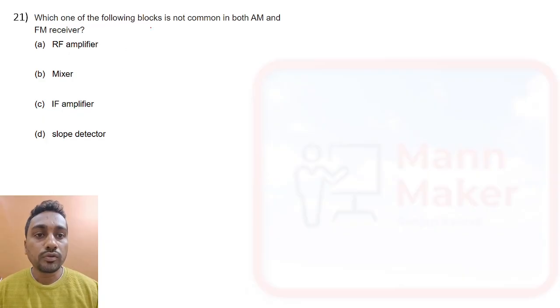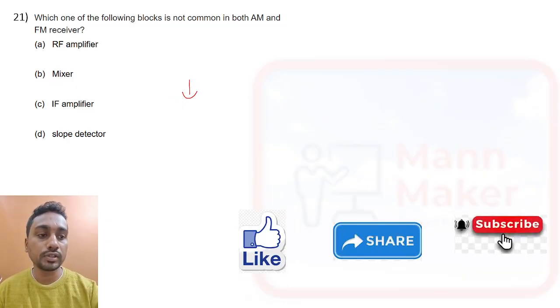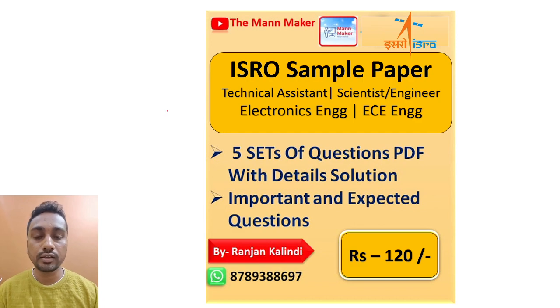Which one of the following blocks is not common in both AM and FM receivers? This question you need to find the answer for, and you need to comment this answer in the comment box. Till now today we are covering this much only, and in the next class we are going to cover all the rest of the questions.